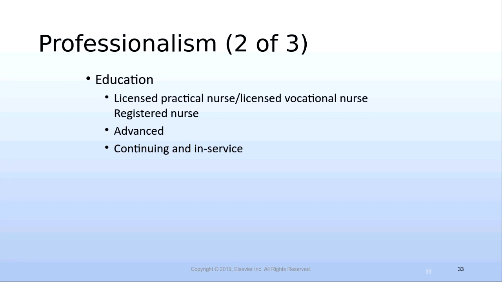Some RN programs allow LPNs to enter the program at an advanced level. There's various educational routes for becoming a registered nurse. Right now in the United States, a person becomes an RN by completion of an associate degree, diploma, or baccalaureate degree program in nursing. I have not seen many diploma RNs lately. I know years ago that was a big thing. There were several of them, but I have not seen many lately.